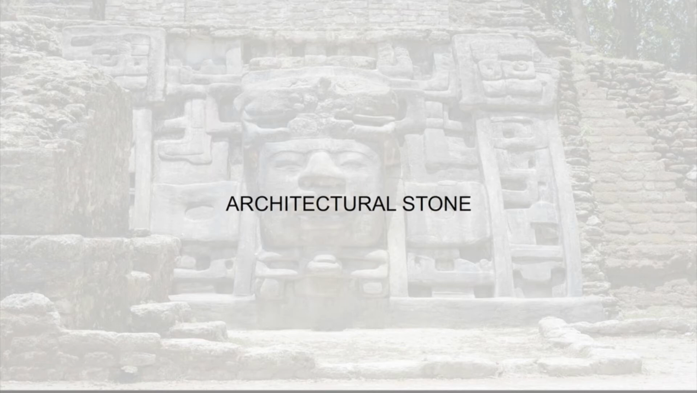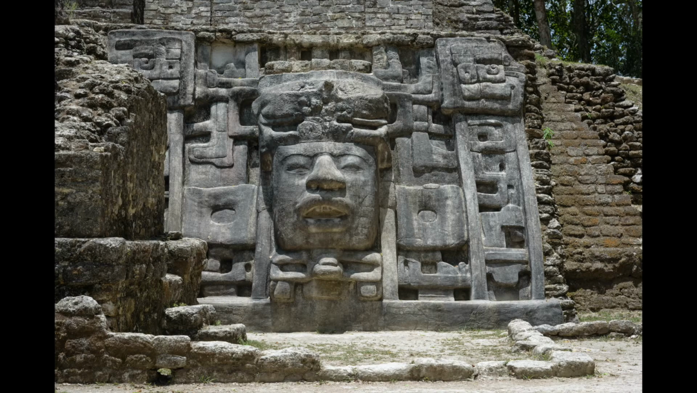Architectural stone. The Maya decorated their architecture with art. Often temples were decorated with masks, like this temple in Belize. We often find fragments of these masks in later stages of temple construction. Remember how I said that the Maya would build their temples on top of each other? When they did, they often broke up the earlier masks and buried them in the new construction.